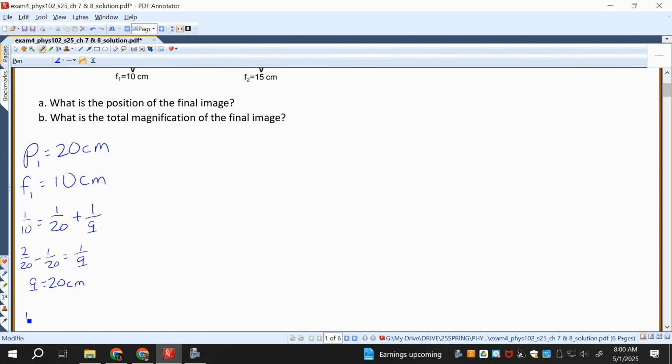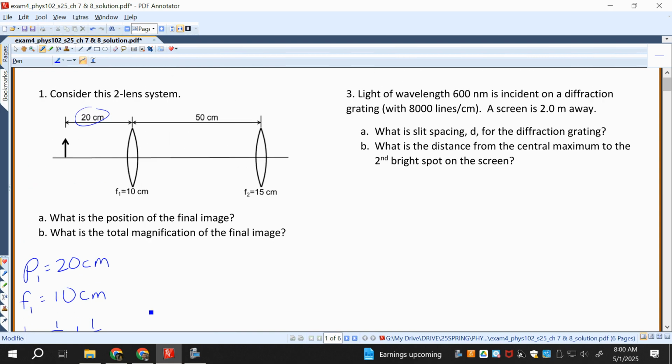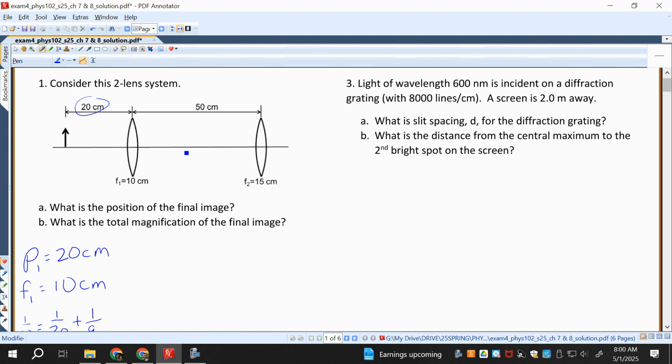That means also that the magnification, I'll call it M1, is equal to negative Q1 over P1. This is Q1. Negative 20 over P1, which is also 20, so negative 1. So now if I'm drawing my image, it's going to be 20 centimeters to the right, and it has a magnification of negative 1. It's the same height as the object, but it's inverted. And this is 20 centimeters. It means that this distance is 50 minus 20, or 30 centimeters.